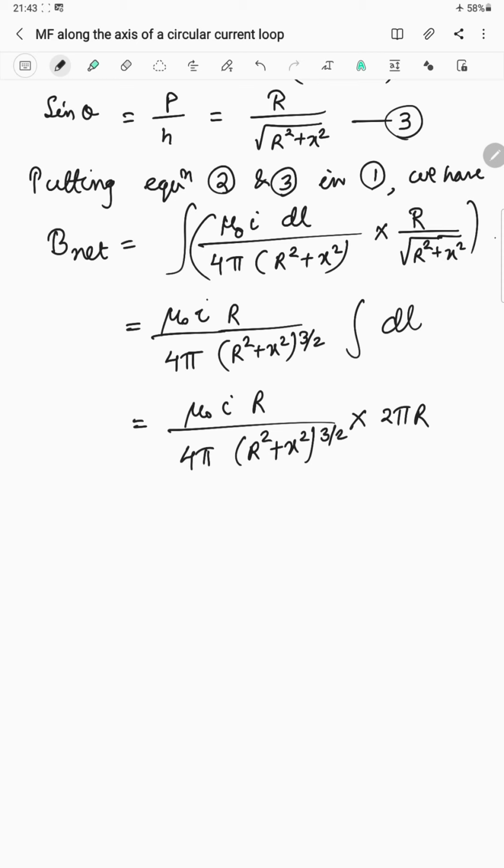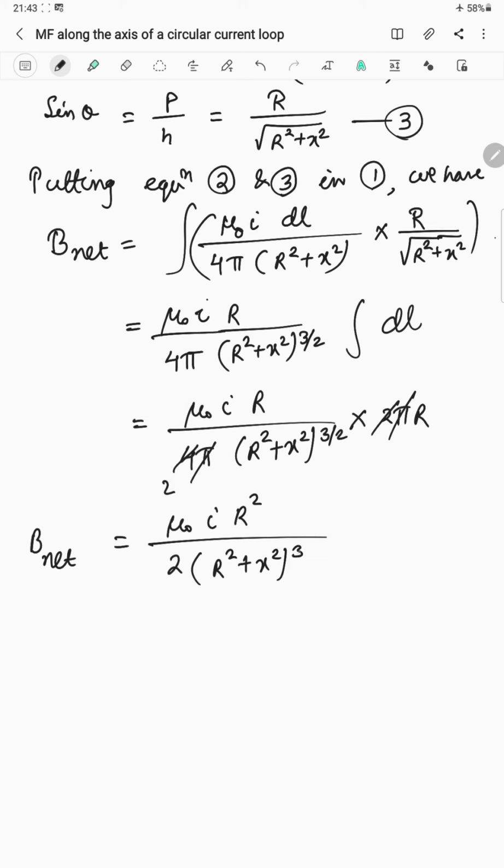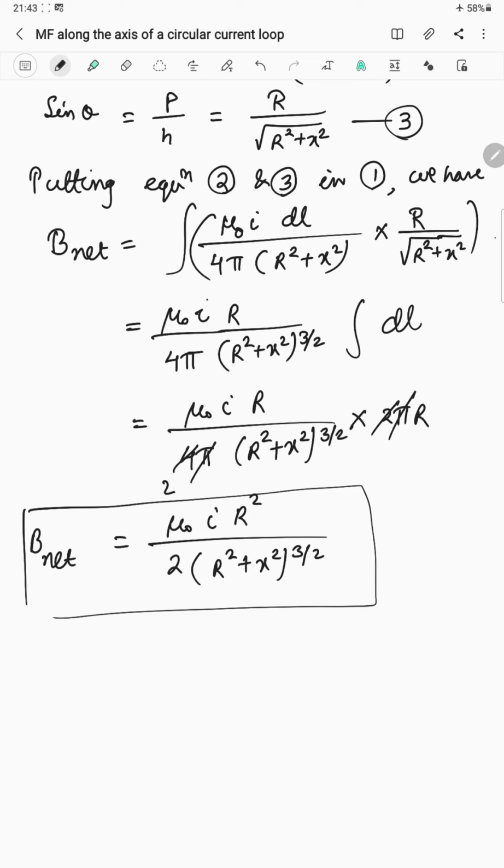So you see here pi gets cancelled out, this will give you 2. So what is left? B net will be how much? B net will be mu naught I R square divided by 2 into R square plus x square to the 3 by 2. So this is the final expression for the magnetic field at point P due to the current carrying loop.